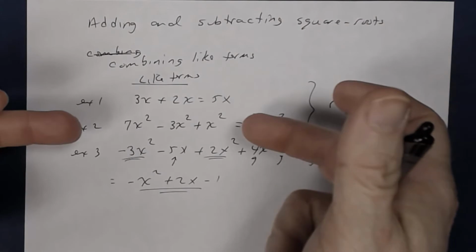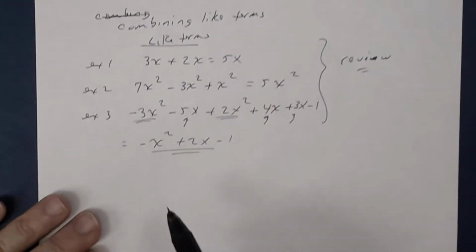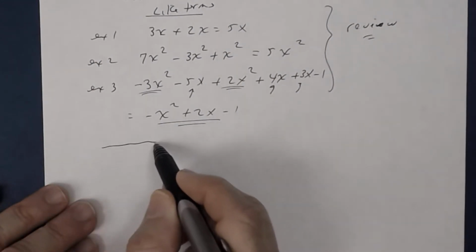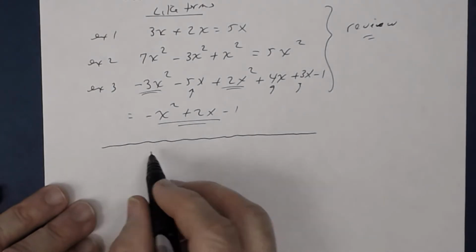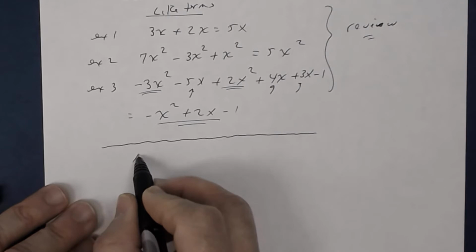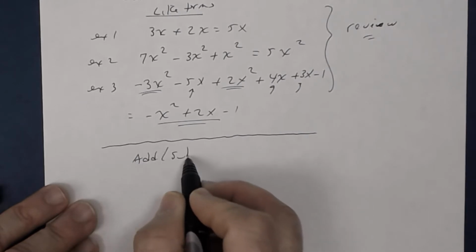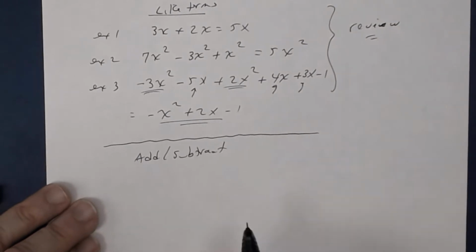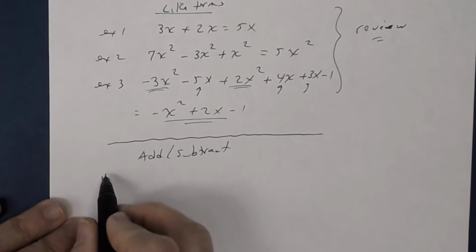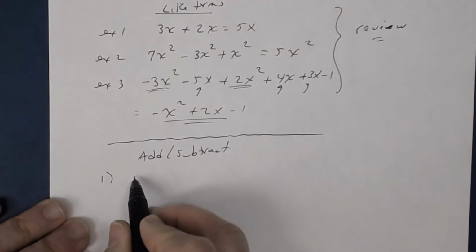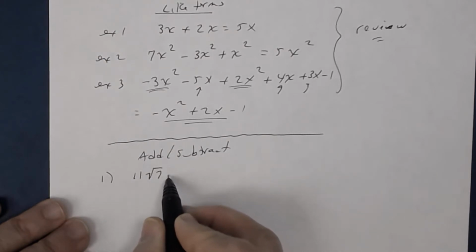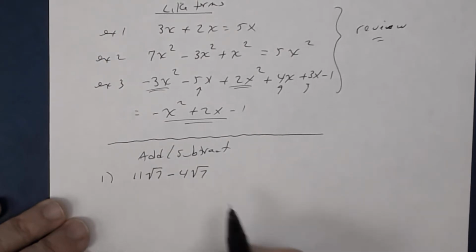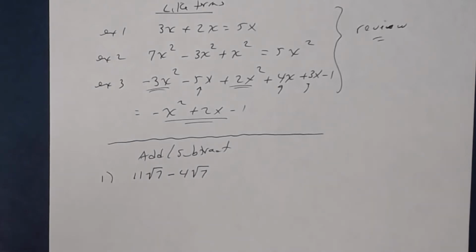Now, we can use this idea with something like this, with square roots. So, for example, listen carefully. Add, subtract. That's going to be the directions. Okay, number 1. Suppose I had 11 square root of 7 minus 4 square root of 7.